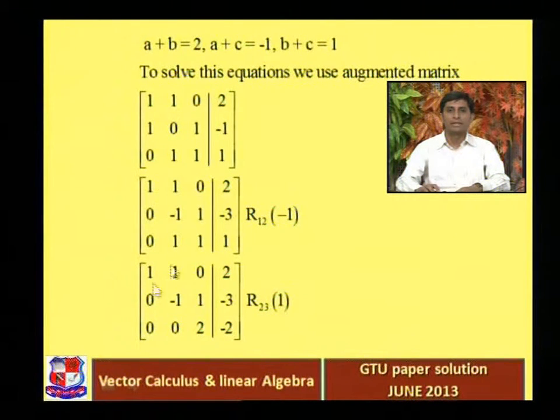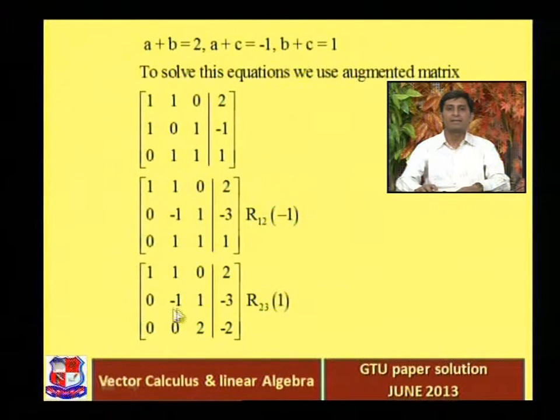Now the first row is 1 1 0 2, the second row is 0 -1 1 -3. Now the next process is, this is our leading entry, -1. I want to make 0 below that leading entry. So what we have to do? We have to multiply the second row with 1 and add into the third row, right? So the third row becomes 0 plus 0 is 0, 1 minus 1 is 0, 1 minus 1 plus 1 is 2, and 1 minus 3 is minus 2. Okay. So the first row is 1 1 0 2, the second row is 0 minus 1 1 minus 3, and the third row is 0 0 2 minus 2.